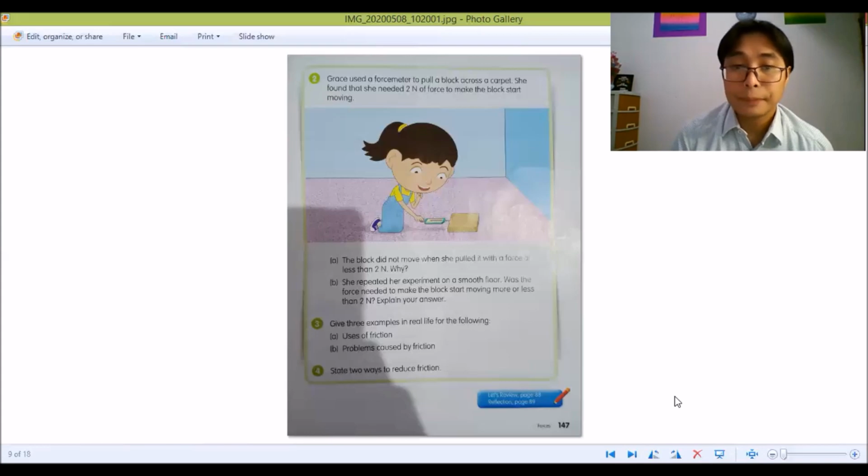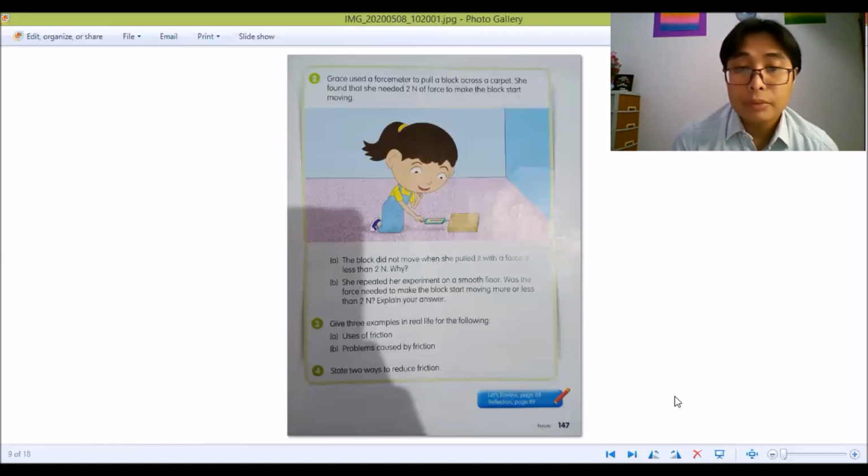Give 3 examples in real life for the following uses of friction. So we can use friction for slowing or to stop a moving object. It also help us to hold and grip things. And friction can help us to feel warm and can start a fire.